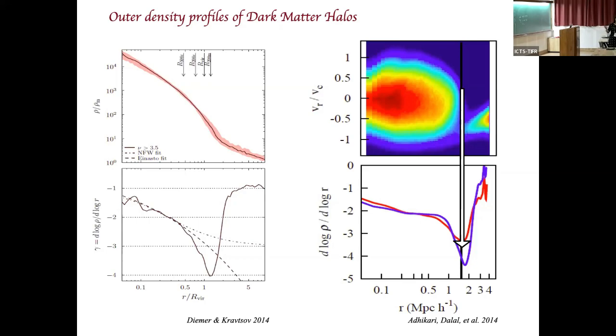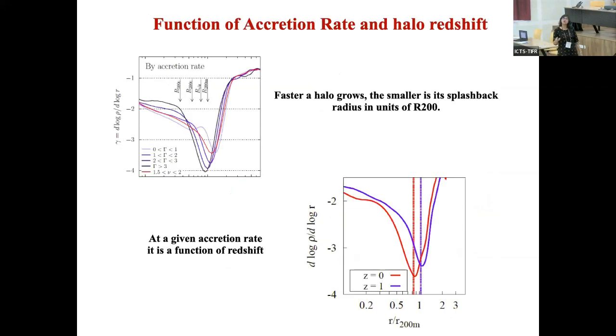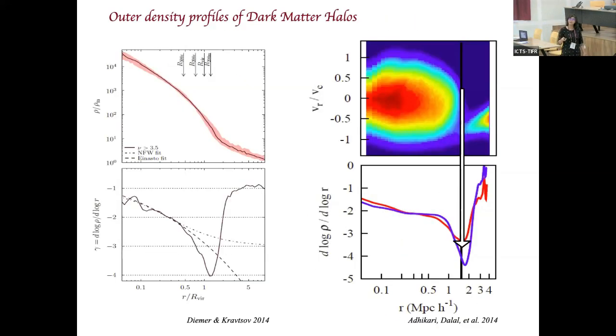So this is the stacked phase space, v_r versus r. And you see that this discontinuity really imprints itself, as is to be expected, on the density profile of the dark matter halo. The location of the minimum is what we call the splashback radius. So there's a minimum and then it goes back to the background density, where the halo is embedded in the cosmic web. So it goes back up to zero again.